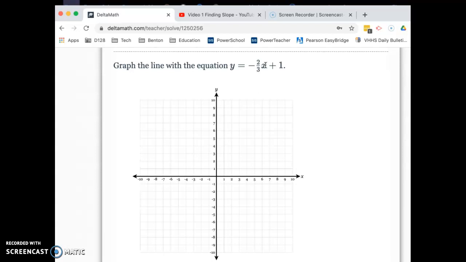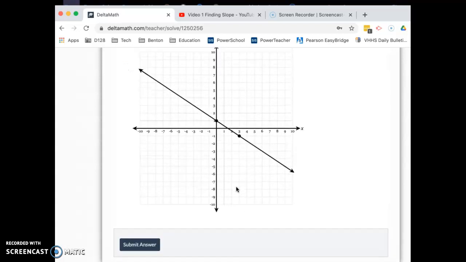Now you got to remember that a negative number is either a negative divided by a positive or a positive divided by a negative. So if I were graphing this one, I would start up at 1 because that's my y-intercept, and then I would go down 2. Always go to the right 3. So if you're having problems with slope, just think about, okay, I go down 2. The negative tells you to go up or down, and then just always go to the right.